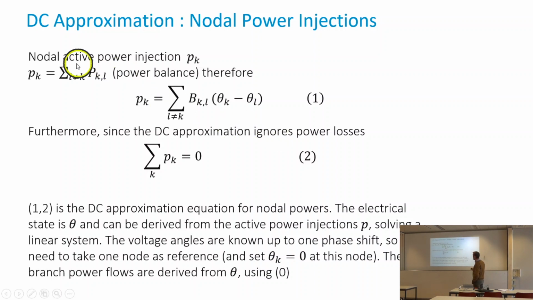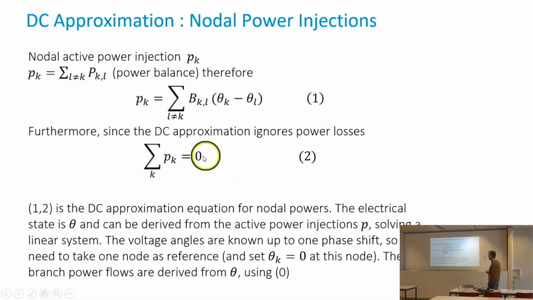Therefore, the injected power, which is the total power injected by all the systems connected to node K, is simply equal, by power flow conservation, to all the power that flows into the lines. Also, since in the DC approximation we ignore power losses, the sum of the powers at every node will be equal to 0. Right? We ignore the power losses because the power losses correspond to the quadratic term in the exponential thing that we've seen before. So this is the DC approximation for a grid here.